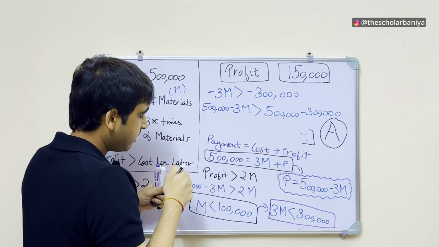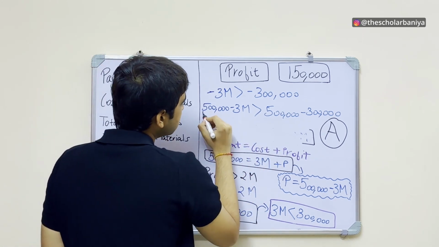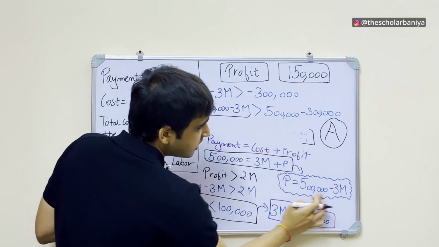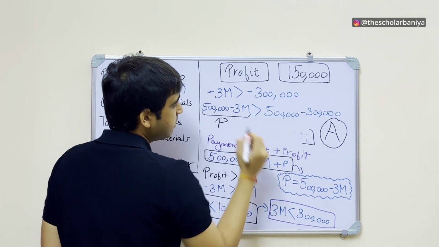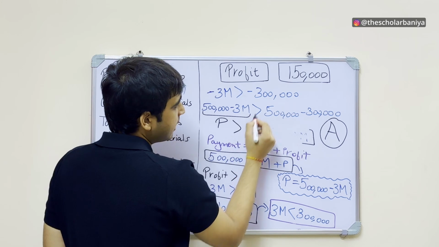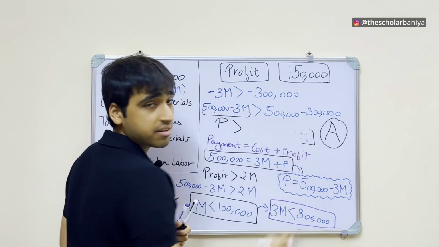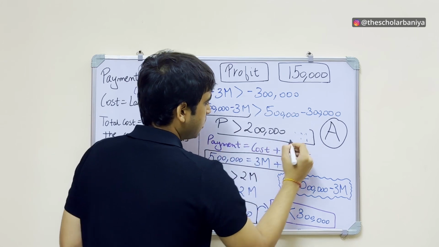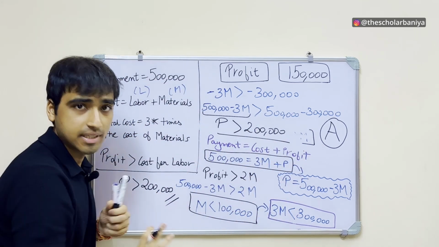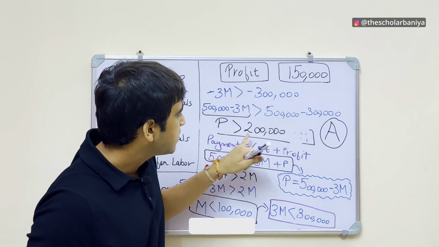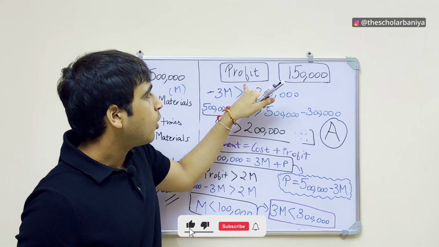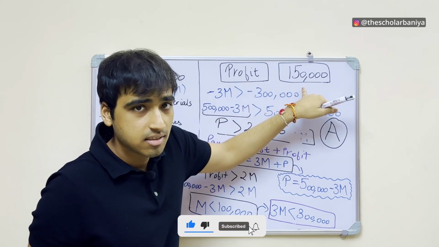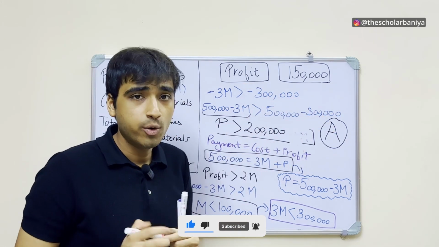Now what is this? 500,000 minus 3M is P. So this is P, right? Is greater than, what is 500,000 minus 300,000? It's 200,000. So this is the same answer that you have got, basically, right? So we know the profit is greater than 200,000. So obviously this part is greater than this. So the answer becomes A. I hope this should be clear.